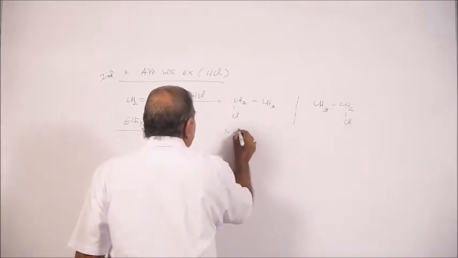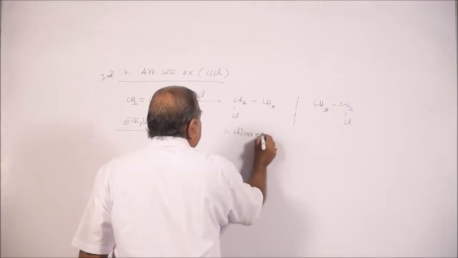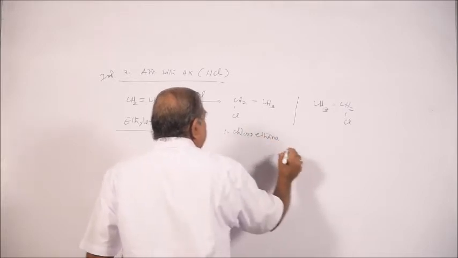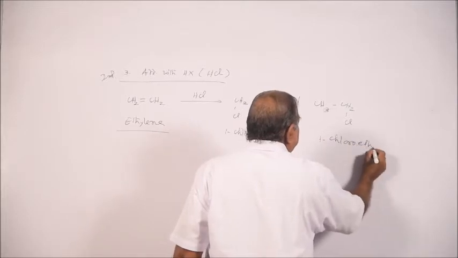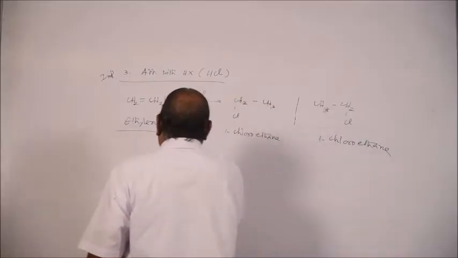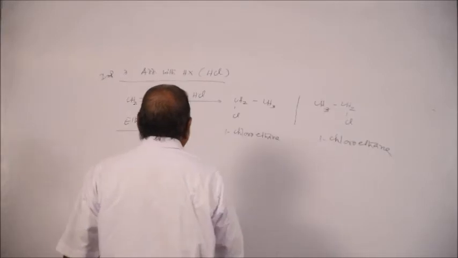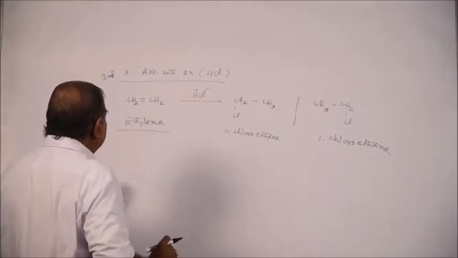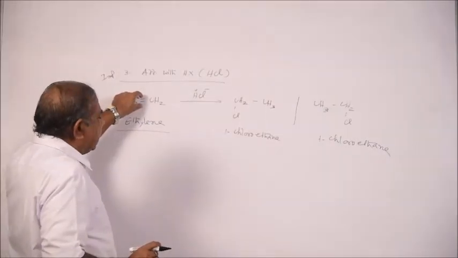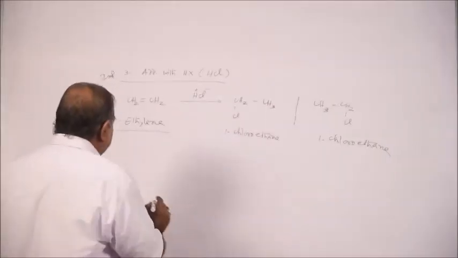This is chloroethane. So HCl is an unsymmetrical molecule, giving H plus and Cl minus, but when it is added to ethylene, which is a symmetrical molecule, we are getting only one product.